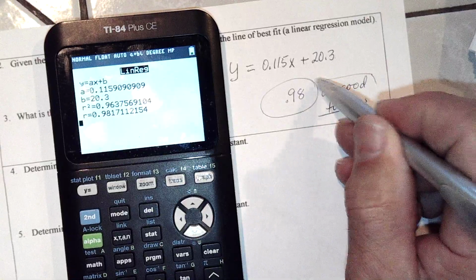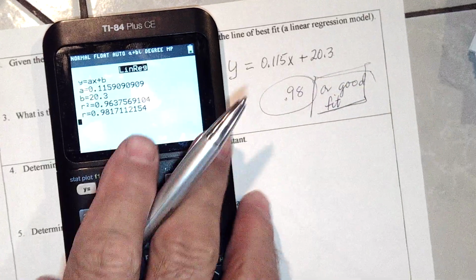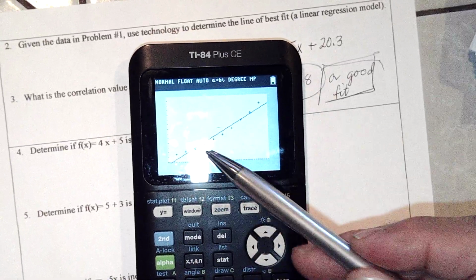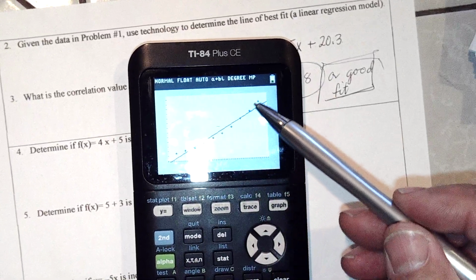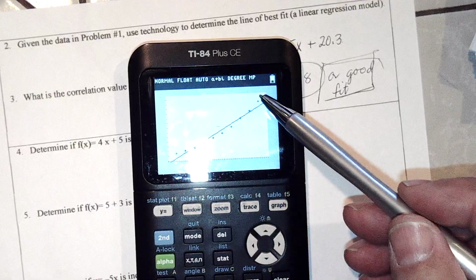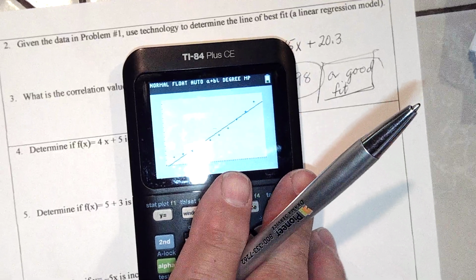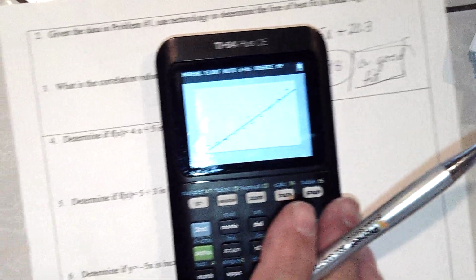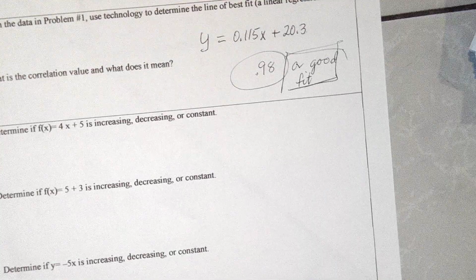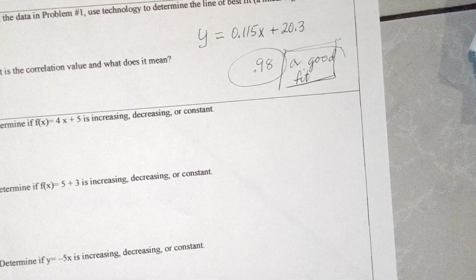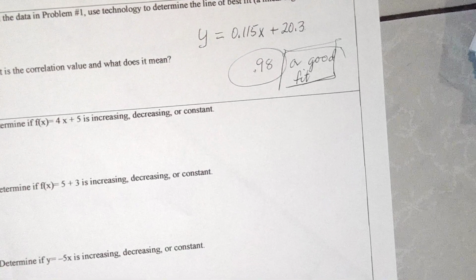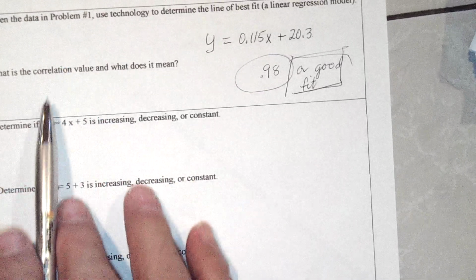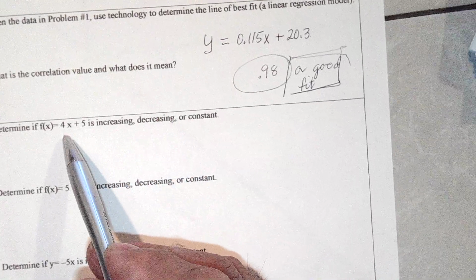Now, just a note, if I were to see data that looked curved, there's where the line went. If I had data that curved like this, I might try using a quadratic or some other regression model instead of a linear, because this looks like it definitely curves. Okay? All right, so that's number 2 and 3. Number 4.